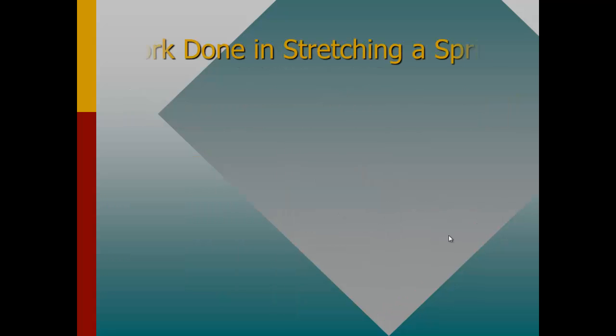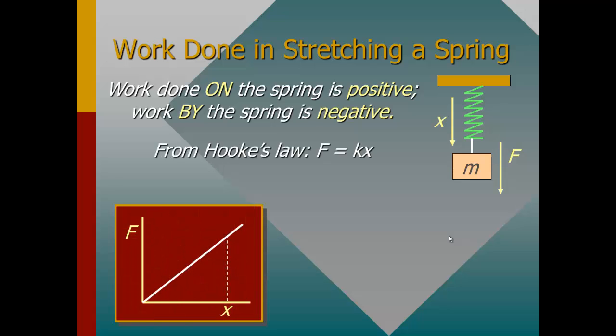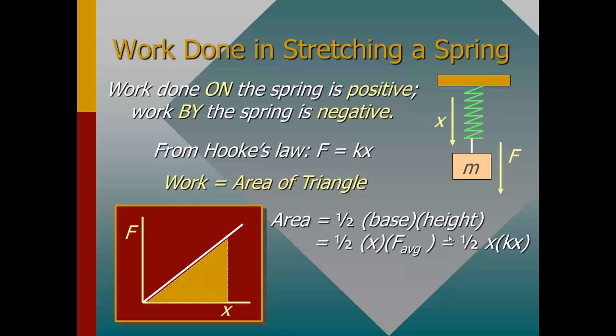So work done in stretching a spring. Work done on the spring is positive. Work done by the spring is negative. From Hooke's law, we have F equals kx. And so the work is going to give us the area of the triangle. And the area of the triangle is 1/2 base times height. In this case, it's 1/2 times x times the average force. So we can use the idea of the average force because the force varies linearly with x. So if we wanted to find the work, we find the area of a triangle.